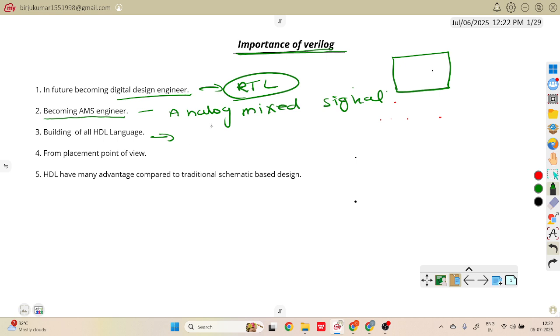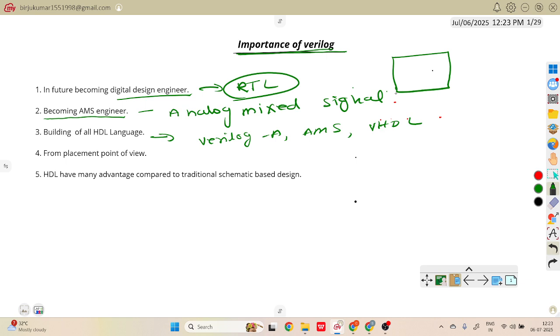There are so many HDLs: Verilog, then Verilog-A, then Verilog-AMS. The VHDL language is also there. These are all languages. So this is the basic building of all HDL.